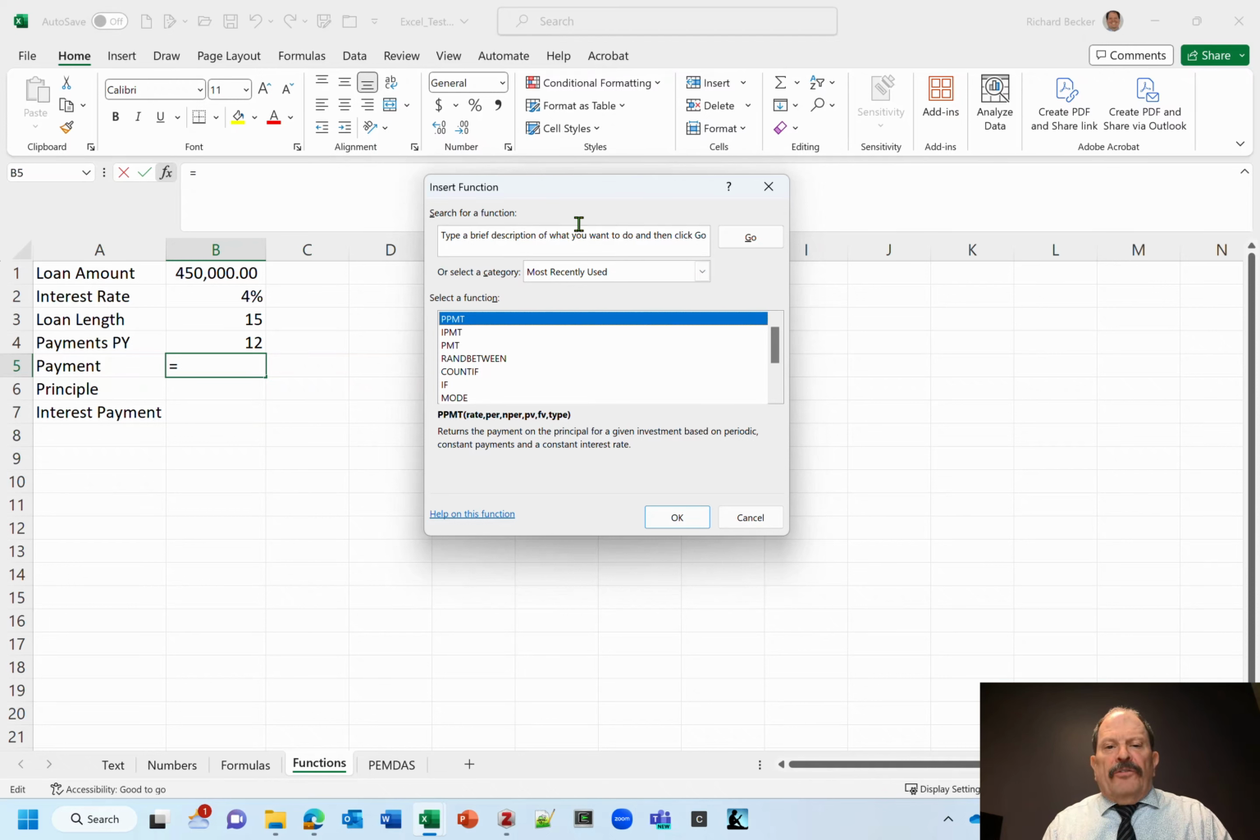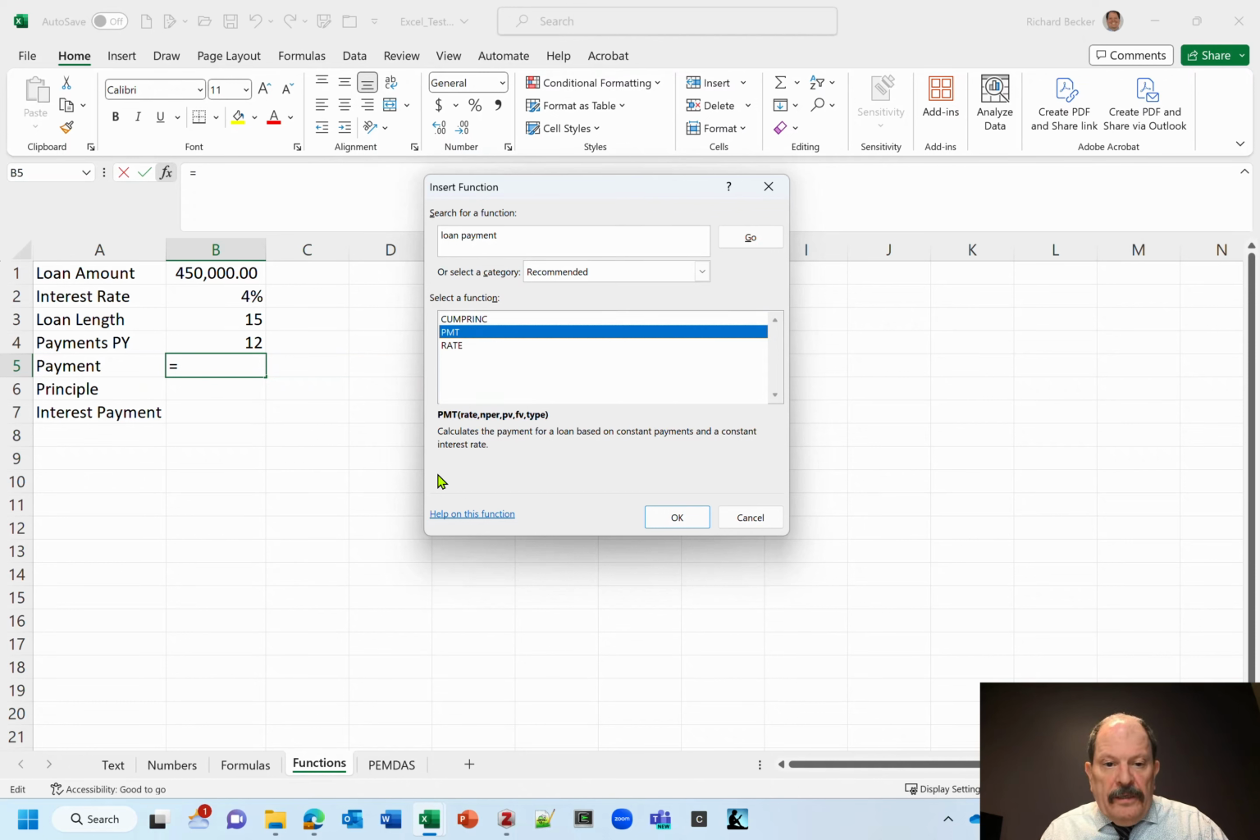Okay. So one of the things, if you don't know what the function is, you can type in a few words in here to search for a function, and it should come back with a grouping of functions that meet that criteria. So I'm going to put in loan payment. Okay. And I see I've got cumulative principal. Okay. I've got payment and I've got rate. So payment is probably the one I want.